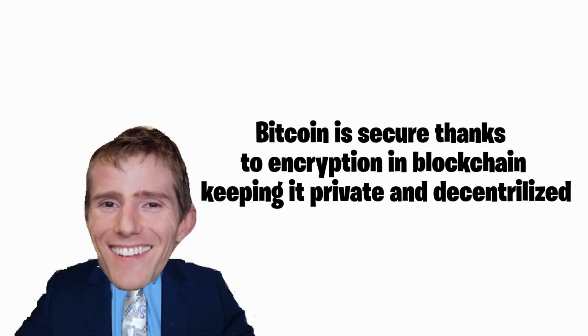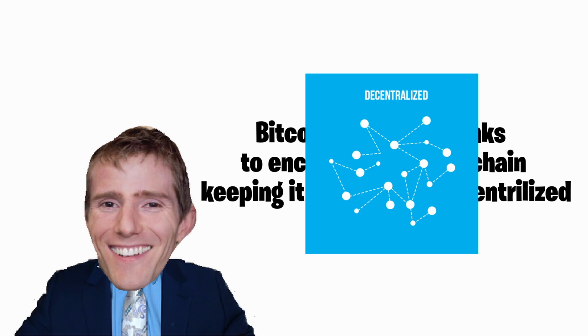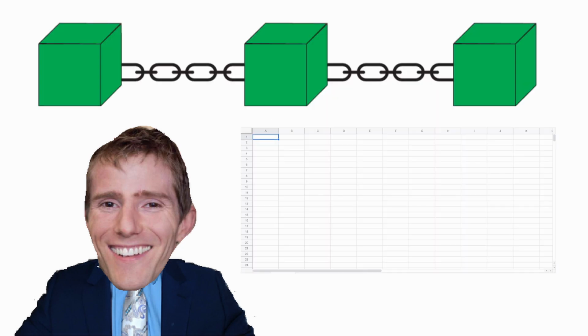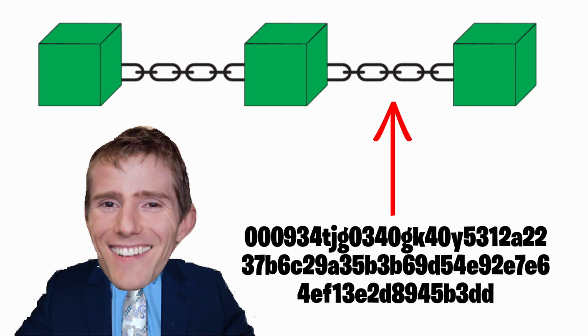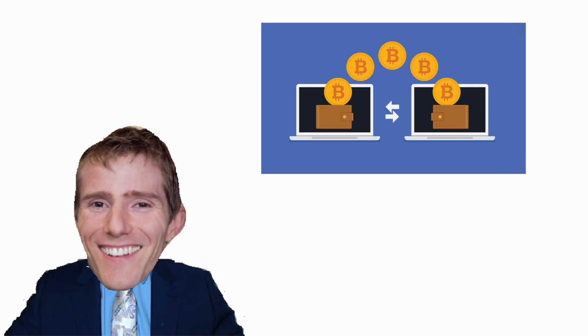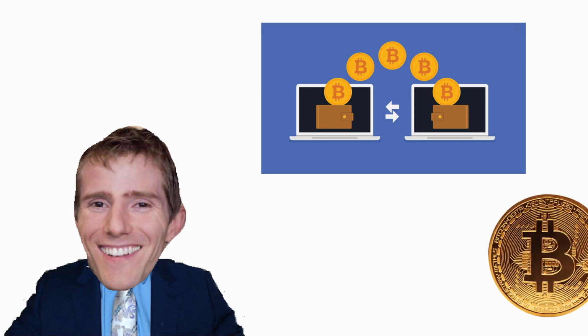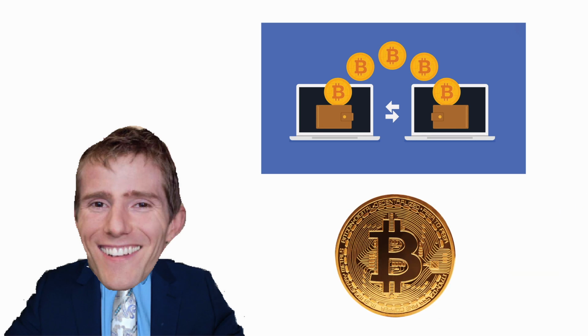So to quickly summarize, Bitcoin is secure thanks to encryption in blockchain, keeping it private and decentralized. Blockchain consists of spreadsheets that are referred to as blocks that contain the records of transactions being made. And the blocks are connected to each other through encryptions of the block before that are referred to as chains. So this is how Bitcoin transactions work. But other cryptocurrencies like Ethereum are different in some ways. But this video is about Bitcoin, so tell me if you want one about Ethereum.